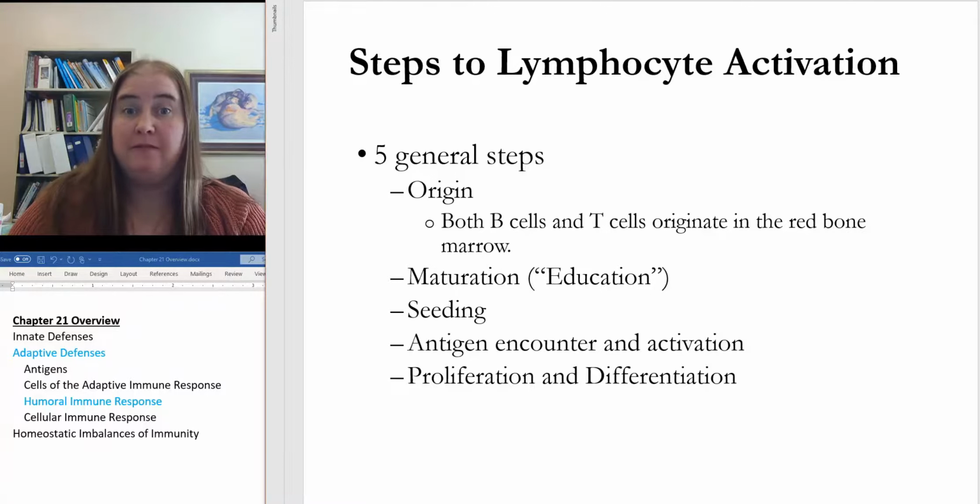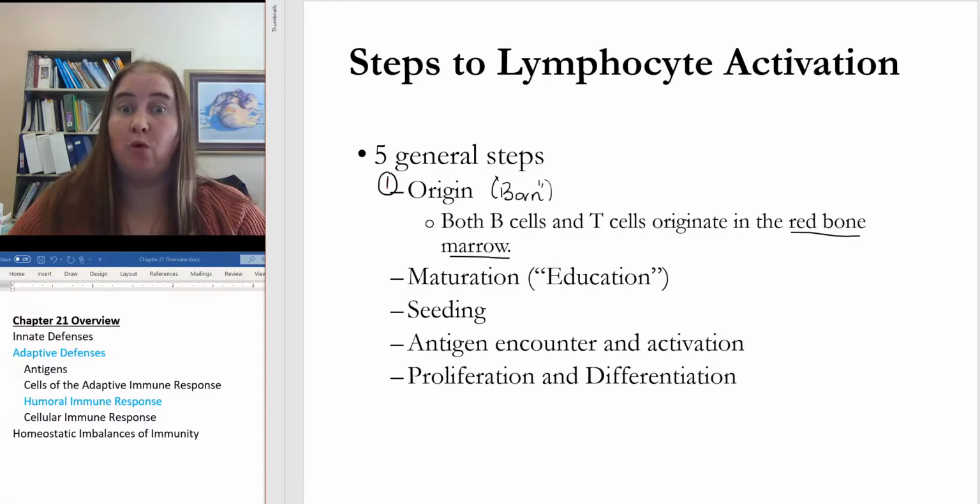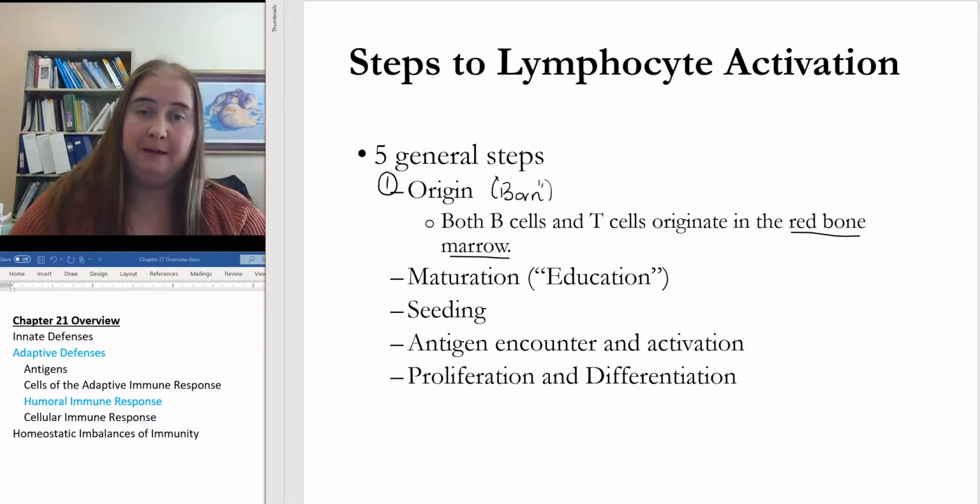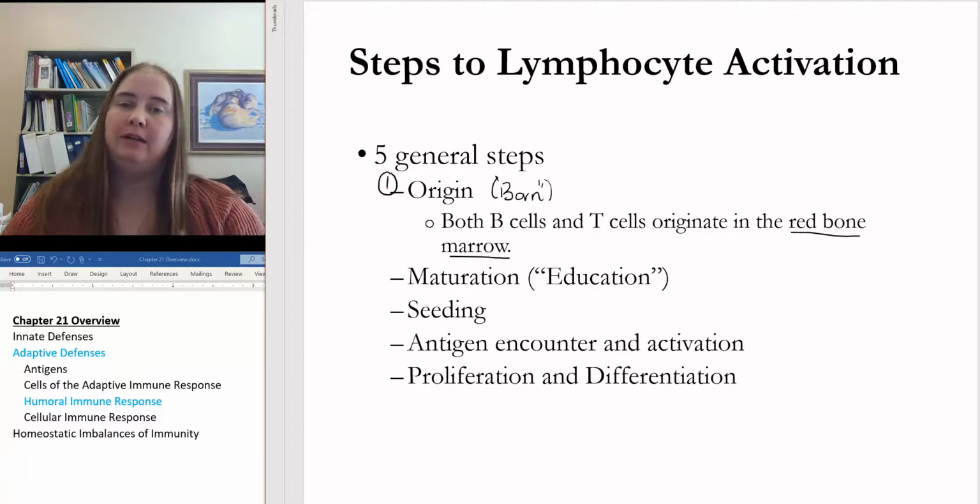So kind of our first step is where our lymphocytes originate from. The first thing is knowing that both our B cells and our T cells originate in the red bone marrow. And you can think about this, right? When we think about origin, where they're born, our B and T cells are born in bone marrow. Once they're created, they then go off and undergo a process known as maturation.